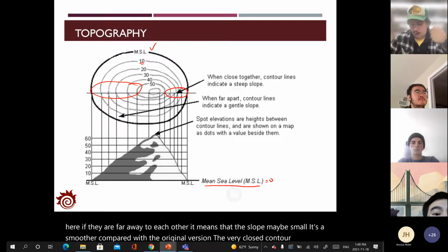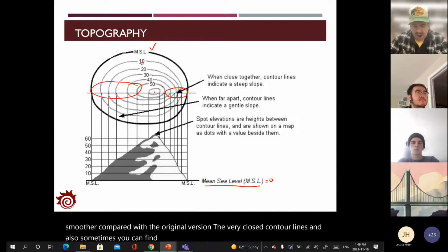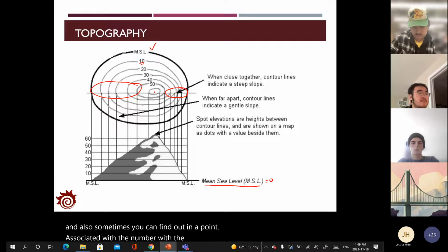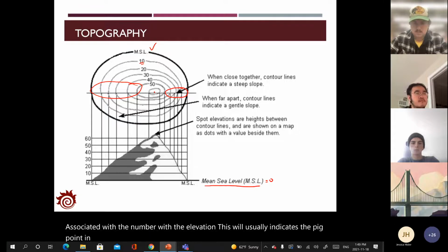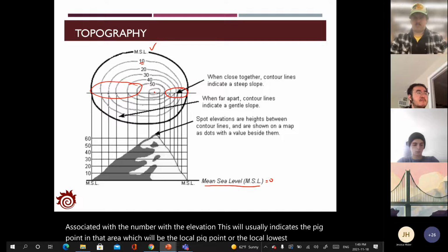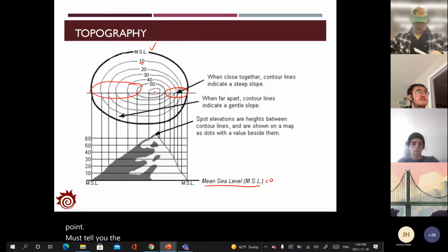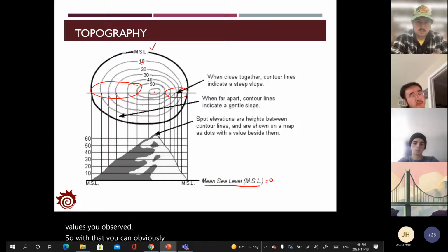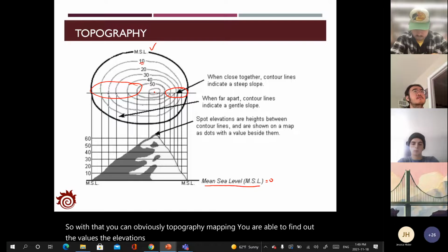Also, sometimes you can find a point associated with a number for the elevation. This usually indicates the peak point in that area, the local peak point or the local lowest point. It will tell you the highest or the lowest elevation depending on the values you observe. So with topographic mapping, you are able to find the elevations at any point in the 2D area.